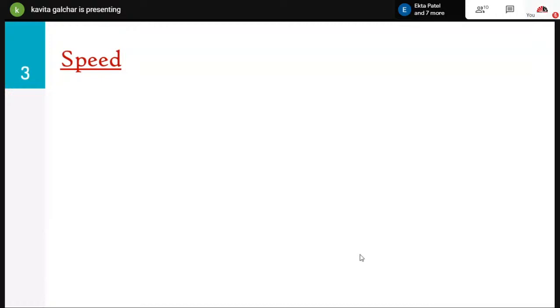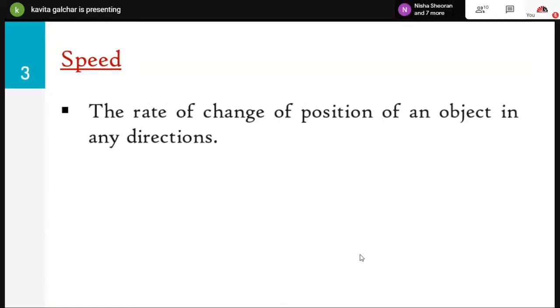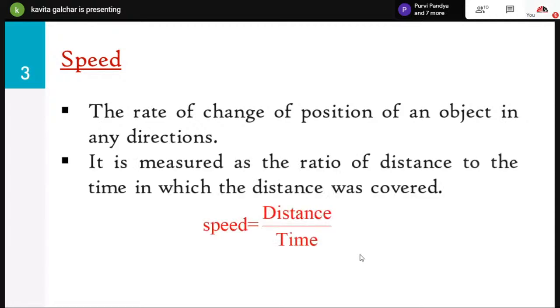Okay, what is speed? The rate of change of position of an object in any direction. It is measured as the ratio of distance to the time in which the distance was covered. So you can define speed as speed is equal to distance upon time, whenever distance and time are given in a specific unit. The SI unit is meter per second. SI unit stands for International System of Units.